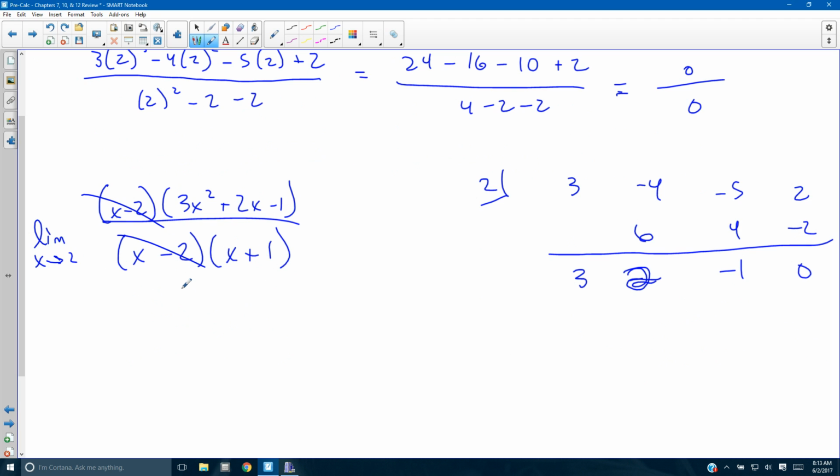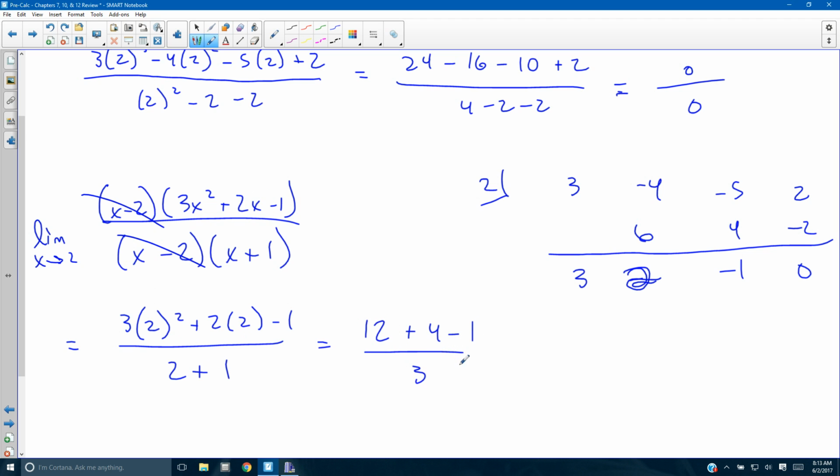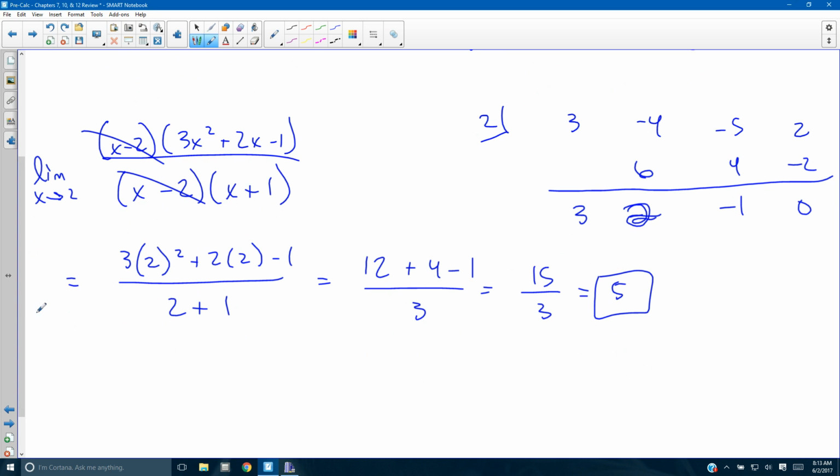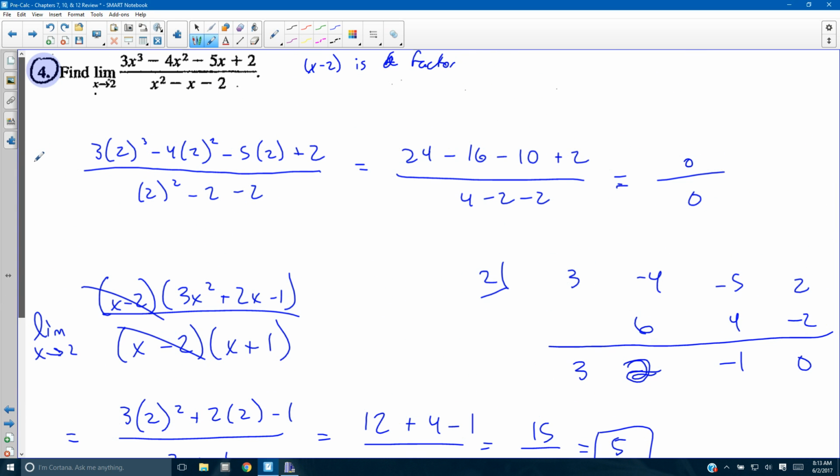Now we can substitute 2 into here and not have a hassle. Whether or not this factors is irrelevant to me. I'm just going to substitute in right now. So this equals 3 times 2 squared plus 2 times 2 minus 1 over 2 plus 1. You can use your graphing calculator to see this as well to confirm this. 12 plus 4 minus 1 over 3, which is 15 over 3, which is 5. So the limit as x approaches 2 of the original function is 5. That is the y value that this was approaching. You can see your graphing calculator. Let's take a look at that.